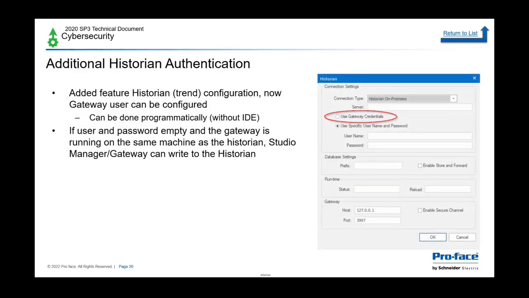Okay. Again, they added a feature for the historian. This is the trend configuration. Now the gateway user, so we can use the gateway credentials directly when we use the historian. And like I said, if the user and password are empty and the gateway is running on the same machine, it will write to the historian. Okay. So that is all we have for cybersecurity.